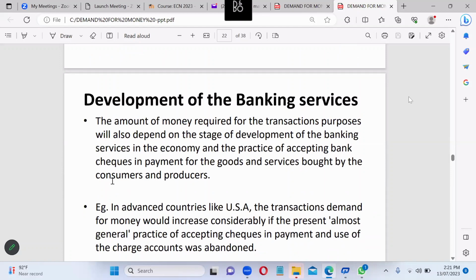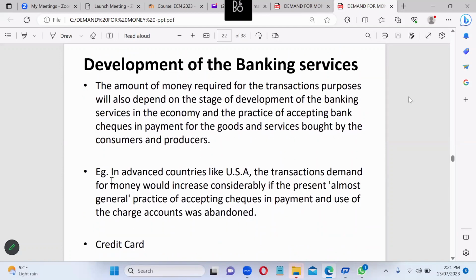Development of banking services: the amount of money required for the transaction purpose will also depend on the stage of development of the banking service in the economy, and on the practice of accepting banking checks in payment for goods and services bought by the consumer and producer.